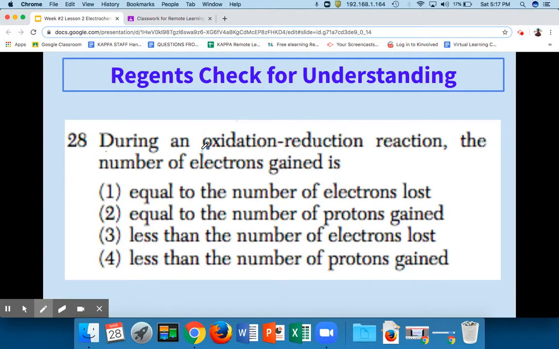So we're talking about oxidation reduction, which is the movement of electrons. So which options can we cross out right away? We can cross out 2, and we can cross out 4, because we're not talking about protons here. Now, whenever an electron is gained and it moves through the wire, what happens? Where does it go?